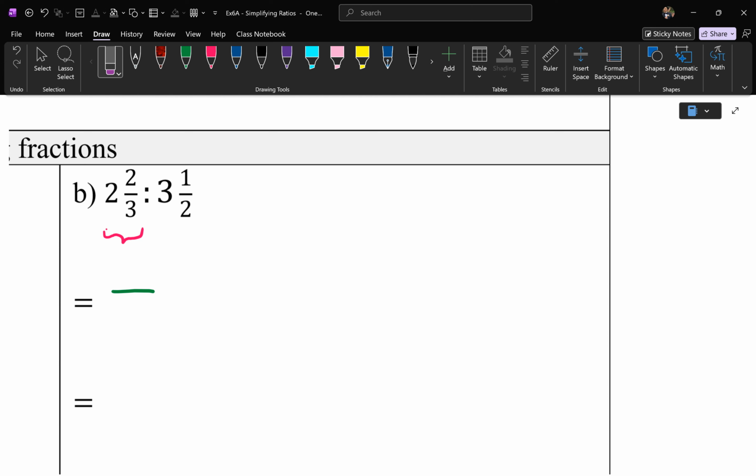Forgotten? Will be 6. 6 over 3. Oh, so close. 6 over 3 is actually equal to 2. 6 over 3 equals 2. So that's how you get your 2 wholes.